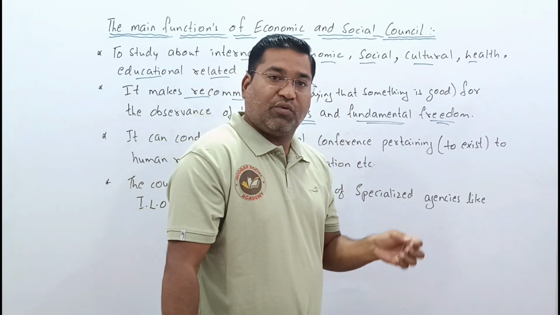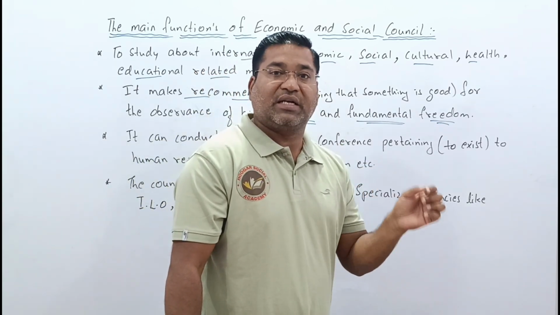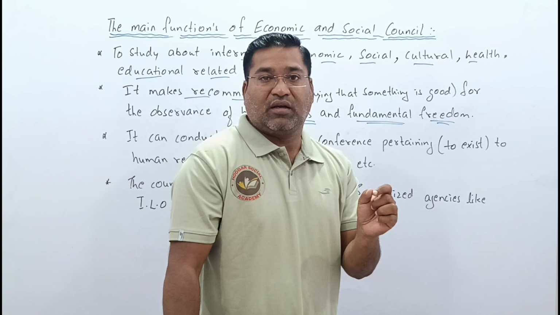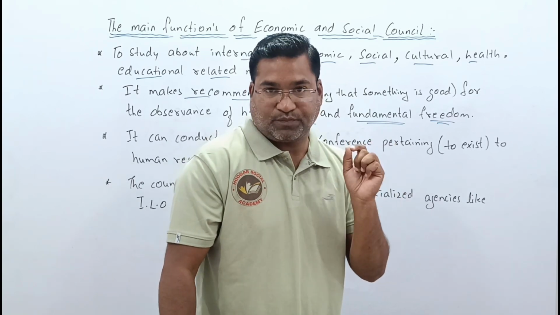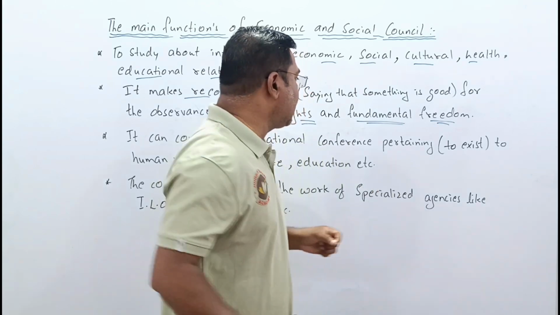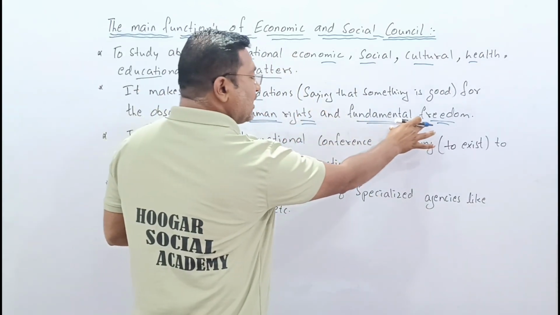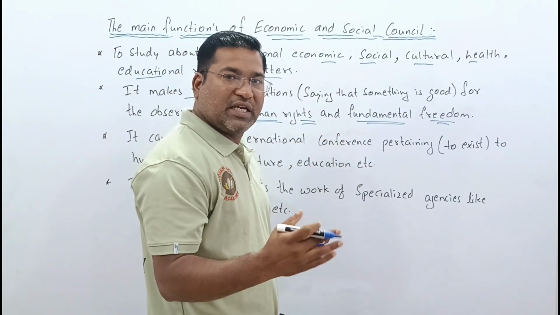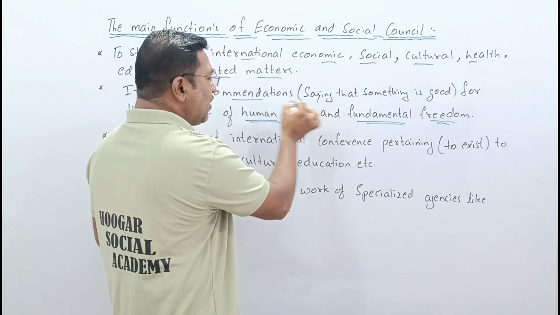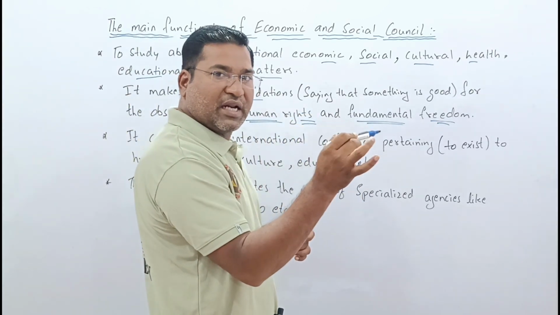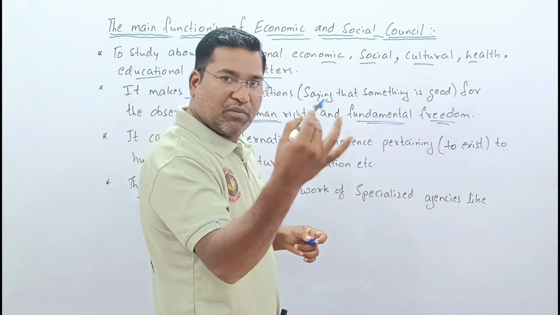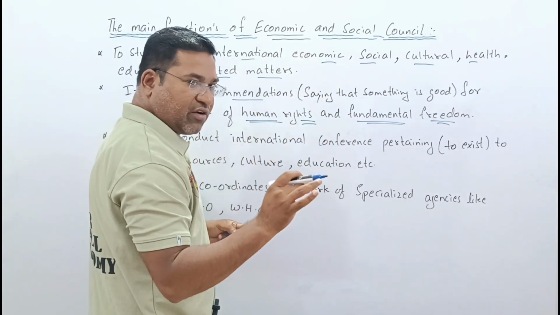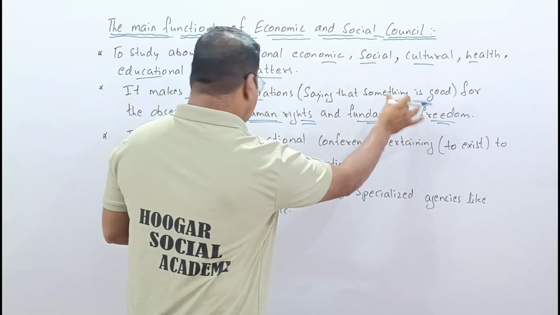If any nation provides proper fundamental rights and fundamental freedom to its citizens, those nations will develop to their utmost height. So the Economic and Social Council focuses on the observation of human rights as well as fundamental freedom. Now see, many nations, due to the imperialism policy and the colonialism policy, lost their human rights as well as fundamental freedom. To overcome this, what was done? It was decided that the Economic and Social Council, an organ of UNO, will work for human rights as well as fundamental freedom.